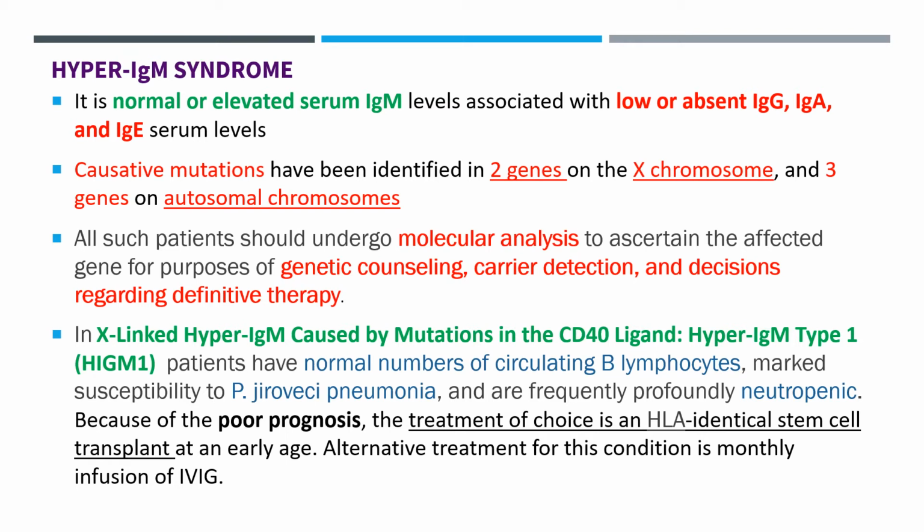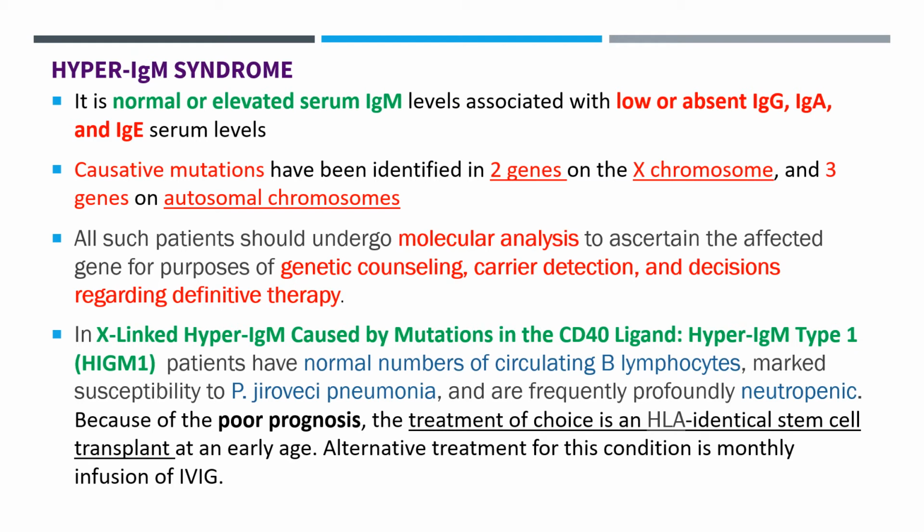Okay, I have information about only one kind, which is the X-linked hyper IgM caused by mutations in the CD40 ligand. The brief for it is HIGM1. Patients have normal numbers of circulating lymphocytes. This is the first information. There are no absent lymphocytes, the B lymphocytes are normal. And these patients are susceptible to Pneumocystis jirovecii pneumonia. Okay, and they have neutropenia.